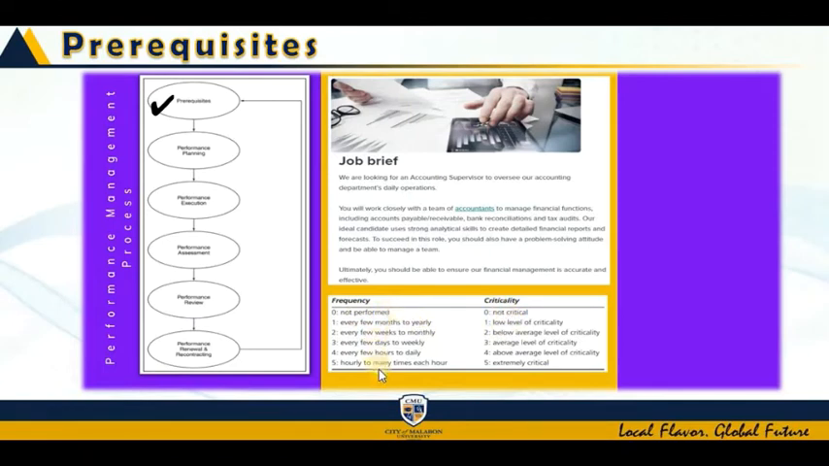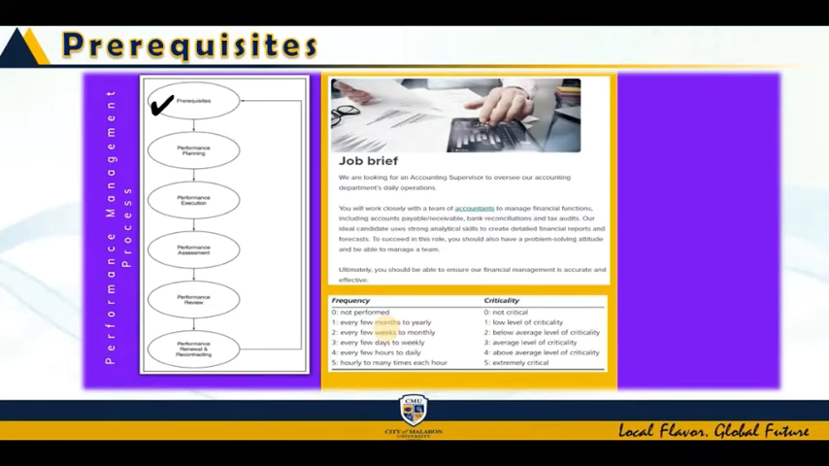As you can see, we have here 0, 1, 2, 3, 4, and 5. Same thing with criticality. For frequency, 0 is not performed, meaning they don't perform that specific task. We also have 1, every few months to yearly. The second, every few weeks to monthly; every few days to weekly for 3. For 4, every few hours to daily. And for 5, hourly to many times each hour.